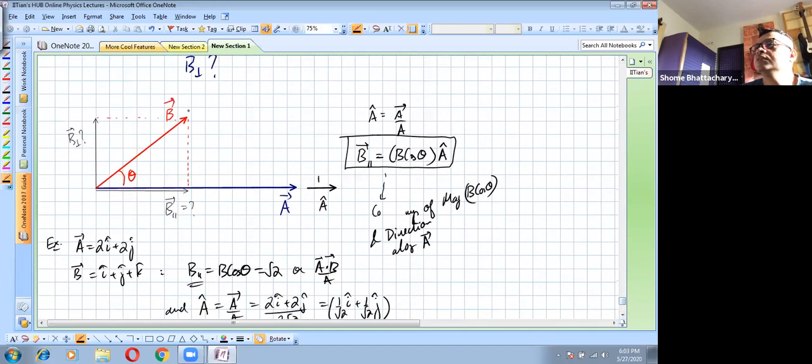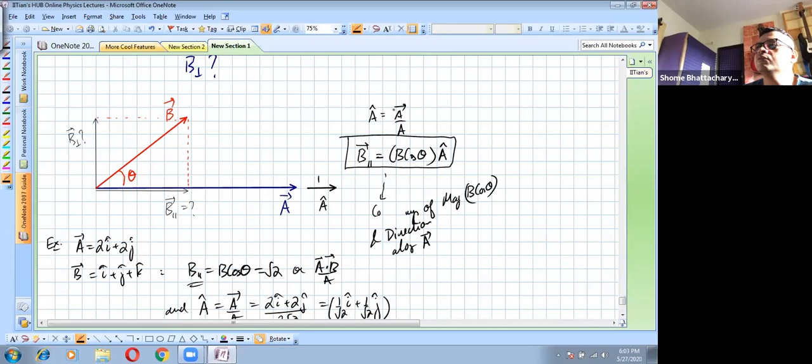If this is the vector B, which is lying at an angle theta to the vector A, then a component of that along the vector A will be this vector here pointing in the direction of A, but having a magnitude of how much? B cos theta. So that parallel component expressed as a vector will become magnitude, which is B cos theta, into its direction, which is given by the unit vector A cap. So that's how we express the parallel.